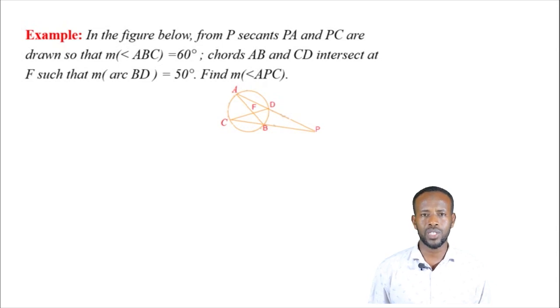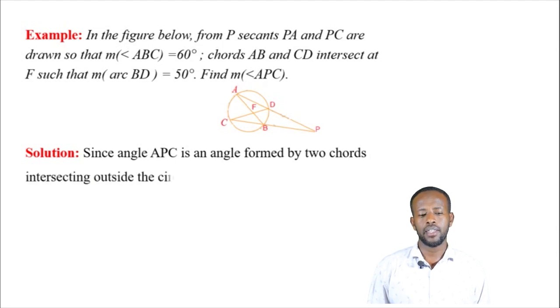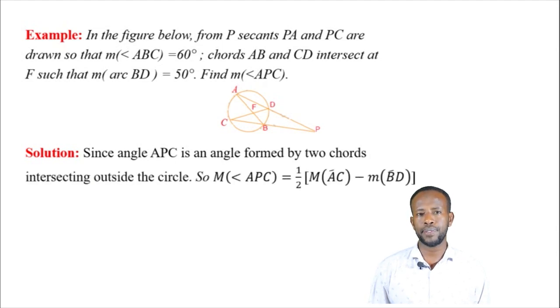So let us see the solution together. Solution: since angle APC is an angle formed by two chords intersecting outside the circle, the measure of angle APC is equal to what? Half of the difference of the arcs they intercept.